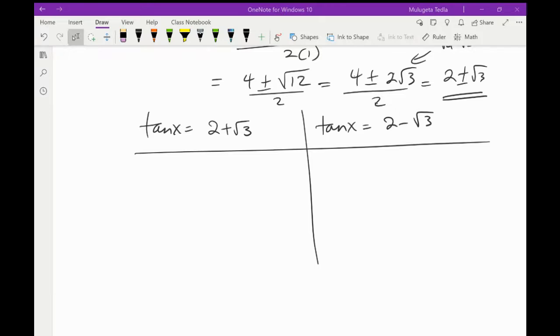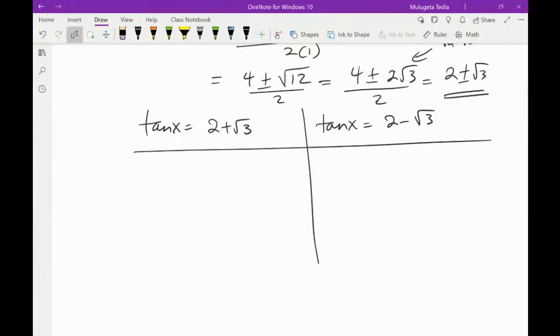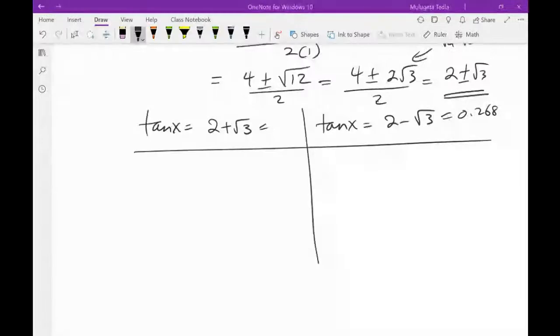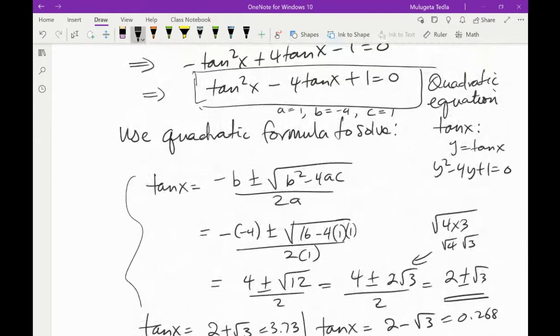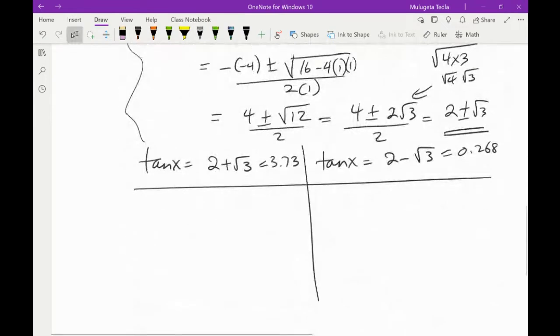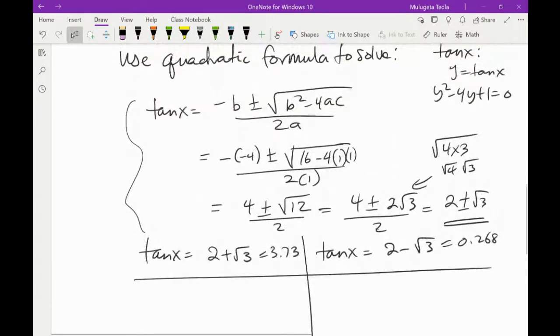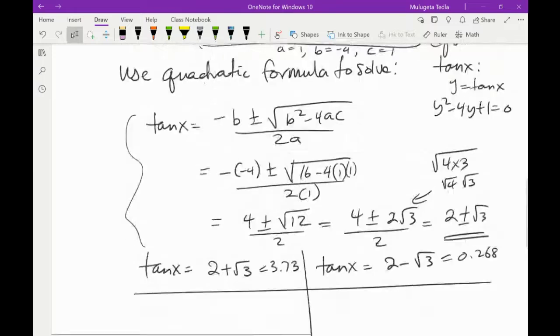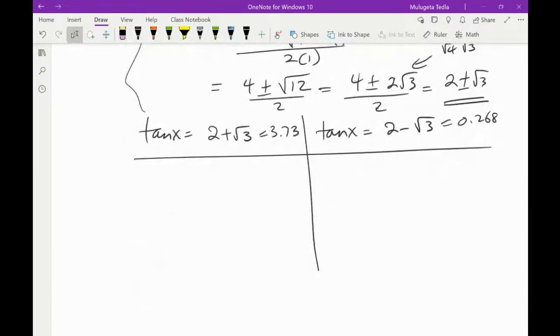Once you get those numbers, I'm going to use 0.268 for this one, and this one is the other number, 3.73, I think. So you can find this with a calculator; you don't have to do this manually. Once you find the two values, because it's plus or minus, you have to go back and analyze them.